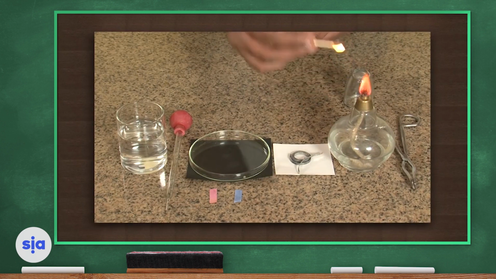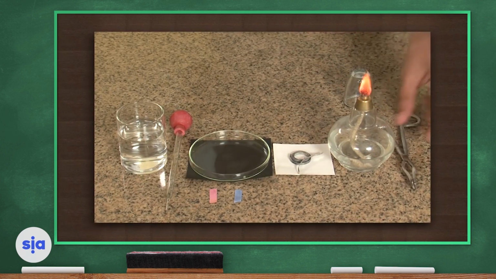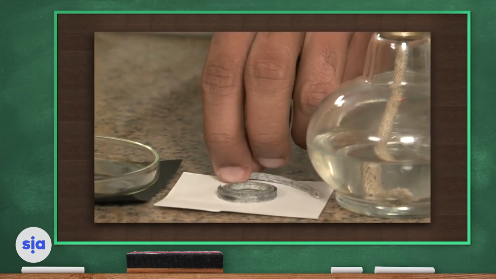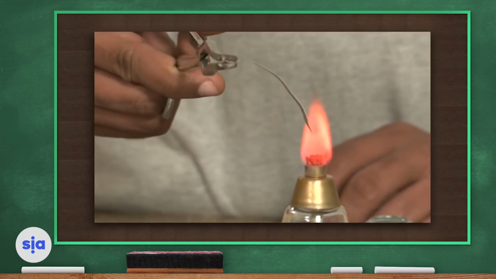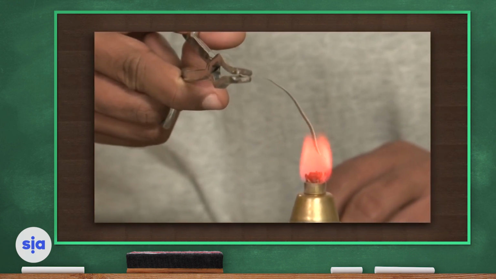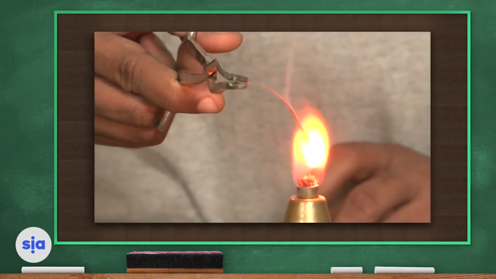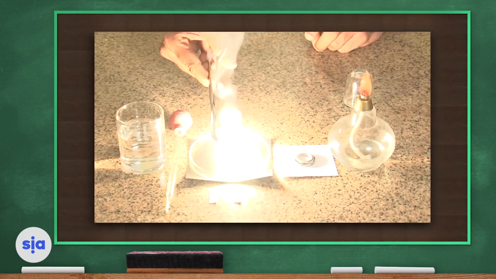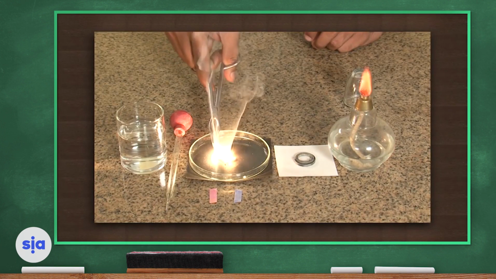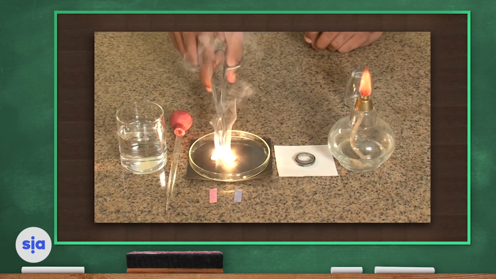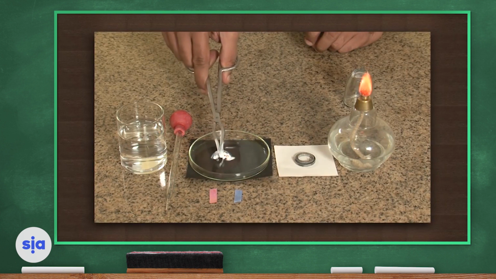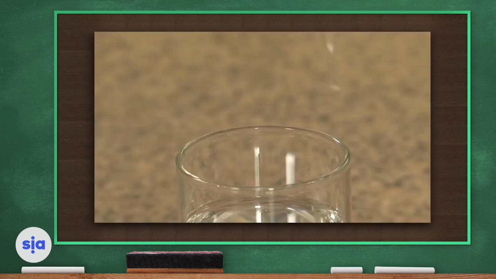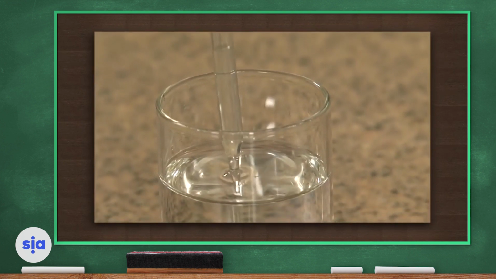Now hold the magnesium wire with the tongs and bring the ribbon to the flame. Observe that the magnesium burns with a bright white light. As it burns, an ash-like powdery substance is formed. This is magnesium oxide. Collect the powder in a petri dish and dissolve it in water.